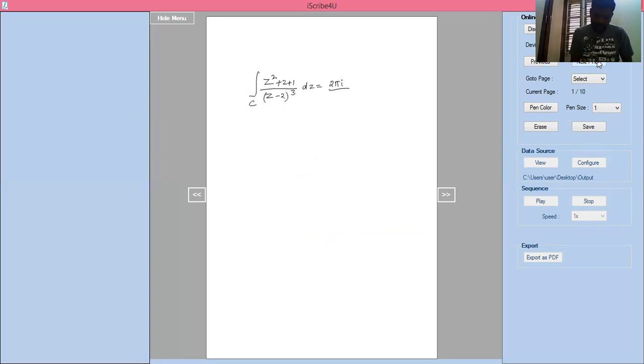Next, 2 pi i divided by 2 factorial into f double dash of a. What is a? A is nothing but 2. So f double dash of 2. First I have to find what f of z is. F of z is z square plus z plus 1. What is f dash of z? Differentiation of z square is 2z, differentiation of z is 1, differentiation of a constant is 0. Next, what is f double dash of z? Differentiation of 2z is 2, differentiation of a constant is 0.